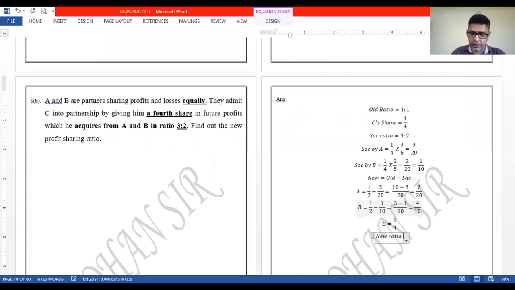Now let us check the denominator part for writing the new ratio. So the denominator for A is 20, B is 10. So we multiply by 2, and that will be 8 by 20. And for C, this is 1 by 4, so it will be 5 by 20, right? So the new ratio, I can write it as 7 ratio 8 ratio 5. Okay, so I'm done with this sum also.